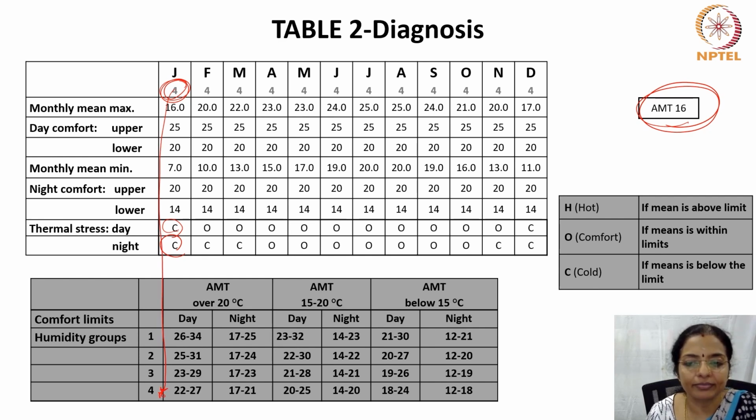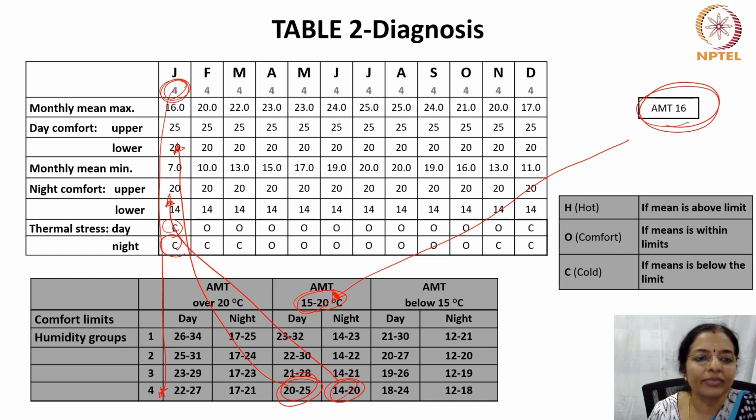AMT below 15 degrees centigrade. And here there is AMT, which is 25 to, so 16 falls here, no, between 15 and 20. So this is what I will be entering. So this is what I have entered, 20 to 25. And 14 to 20 is the nighttime comfort range. And based on this, I have also entered the thermal stress during day and night.